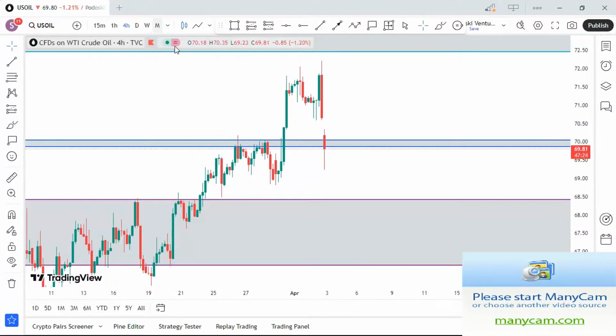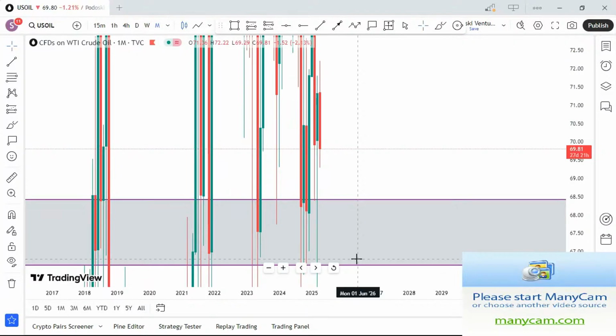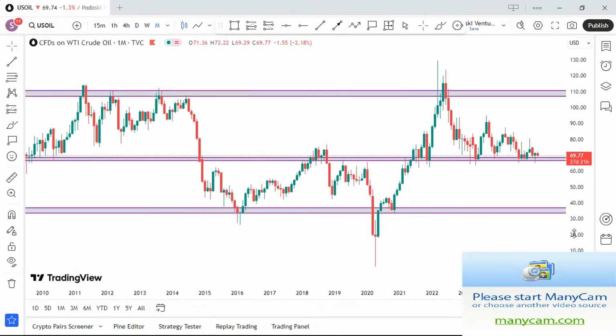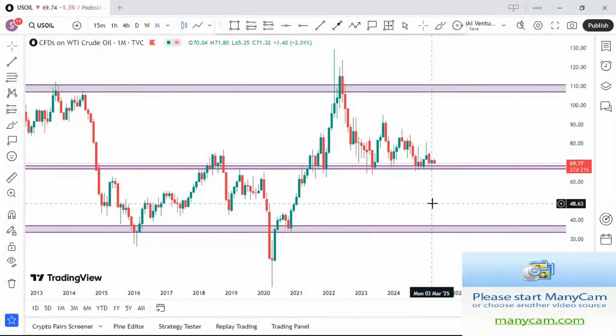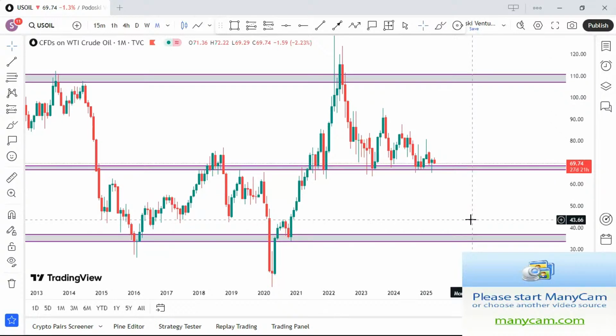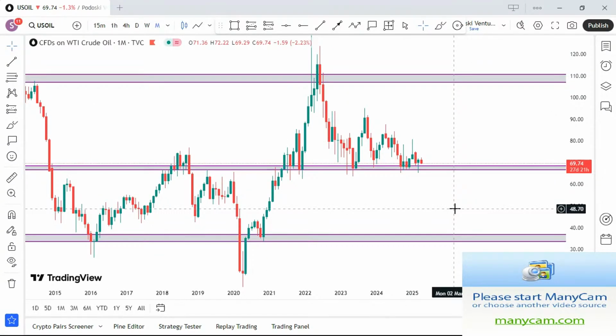So I have this pair here. This is US oil. So let's take a good look at US oil. On the monthly time frame, I'll break it down and let's see how you are going to pick an entry on this particular pair.